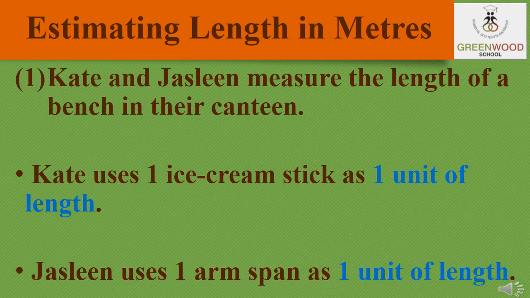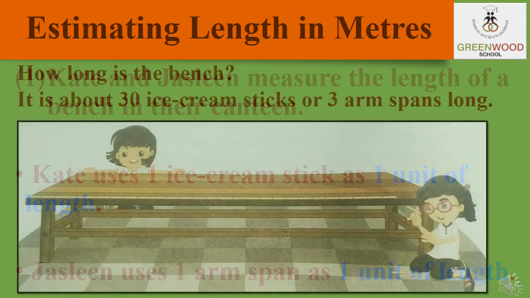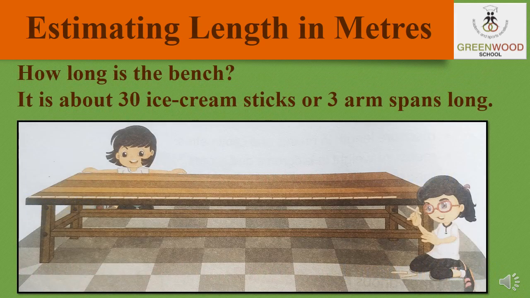Estimating length in meters. First, let's see an example. Kate and Jocelyn measure the length of a bench in their canteen. Kate uses 1 ice cream stick as 1 unit of length, while Jocelyn uses 1 arm span as 1 unit of length. How long is the bench? Look at the picture. Kate is using ice cream sticks while Jocelyn is using arm span. So it is about 30 ice cream sticks or 3 arm spans long.